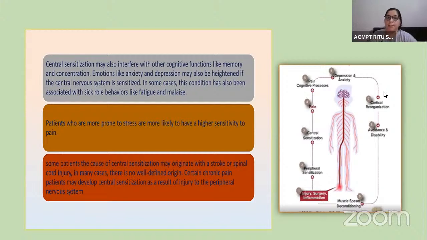In this central sensitization, it also interferes sometimes with the cognitive functions like memory and concentration, and emotions like anxiety and depression may also be highlighted if the central nervous system is sensitized. It means the patient who is having a cognitive affective problem, there can be some matching with the central sensitization also, because here also some emotional factors, some anxiety, some depression is fed in their memory, so that can also be the cause of their pain.